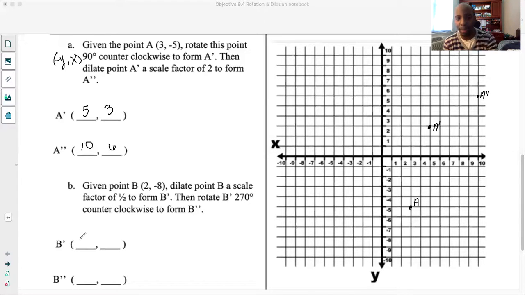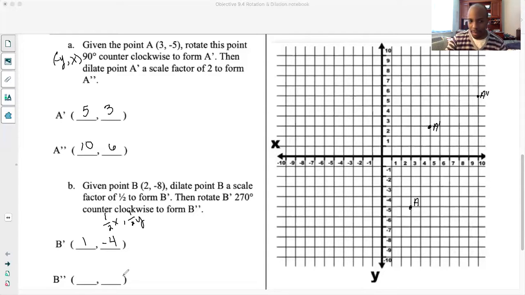It says dilate B, a scale factor of 1/2. So that means I'm taking B, I'm going to do a scale factor of 1/2. What does that mean? That means I'm multiplying the X by 1/2, I'm multiplying the Y by 1/2. So when we do 1/2 times 2, what do we get? We get 1. When we do 1/2 times -8, what do we get? We get -4. Okay? So our B prime is (1, -4).